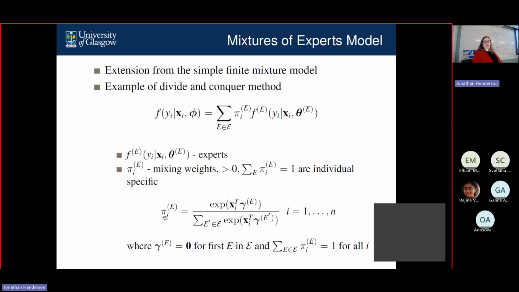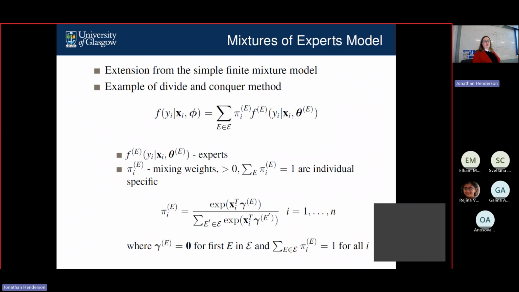Just notationally, the probability mixing weight of being in component E for observation I is just the exponential of the covariate vector for the I-th observation times the parameter vector for that particular component. And then we divide by the sum of those across all the different components. In order to allow identifiability, we're going to set the first of the experts' parameter vectors to be zero. So you essentially become one over one plus the expert exponentials. And all of these obviously have to sum to one because these are probabilities, these are proportions.